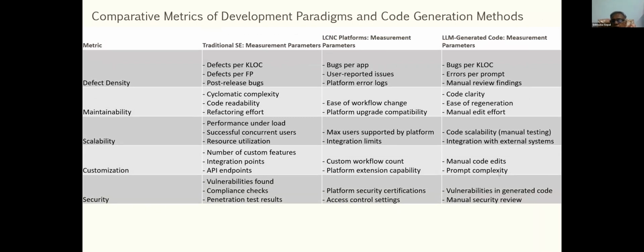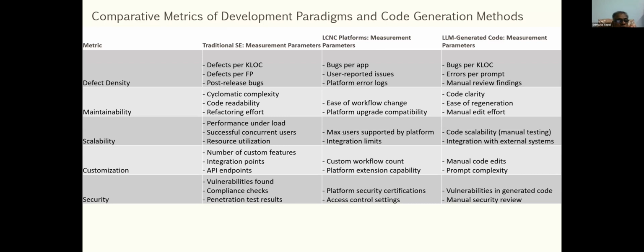So here we have all these metrics like defect density, maintainability, customization, security. As far as I think, security aspects are very, very important, especially when you're generating e-commerce or banking applications, or for example healthcare that need a lot of HIPAA compliance and so on and so forth.